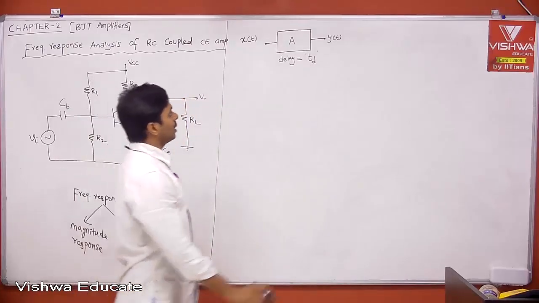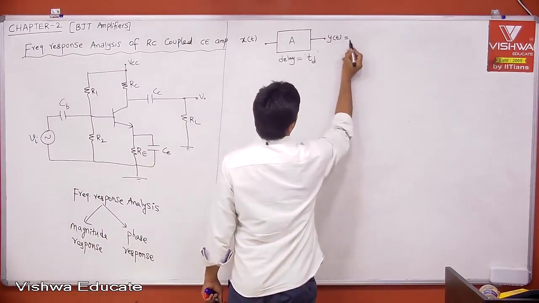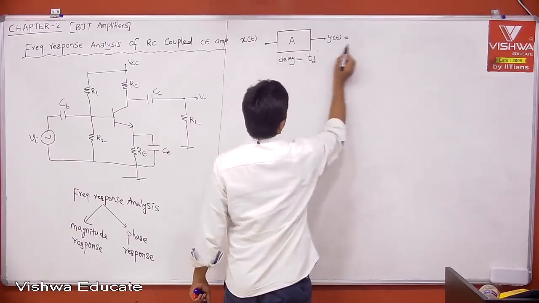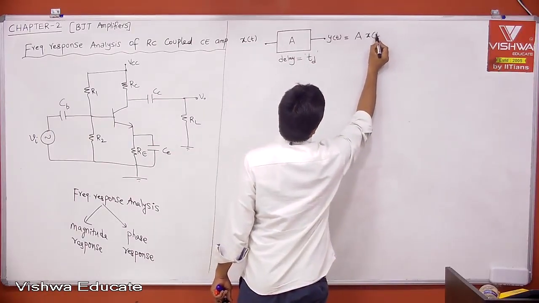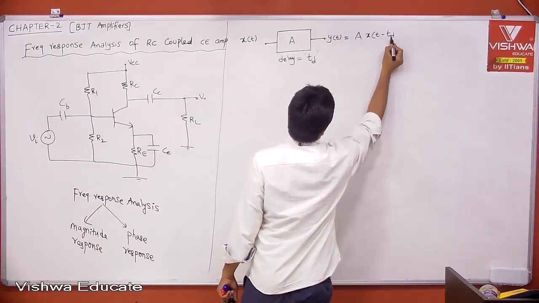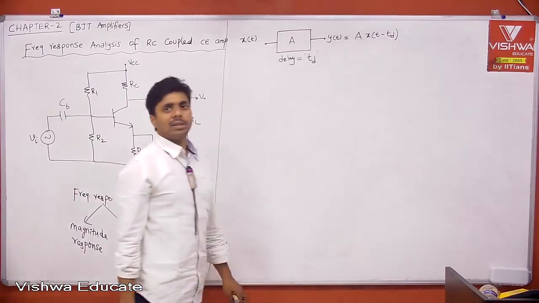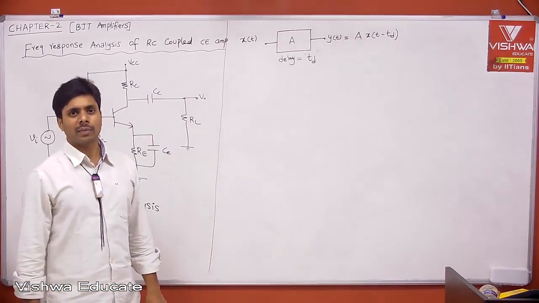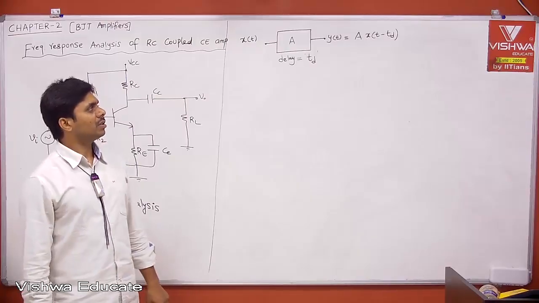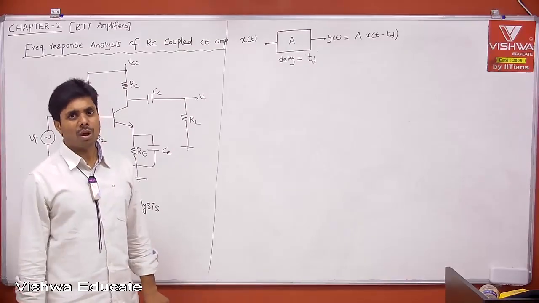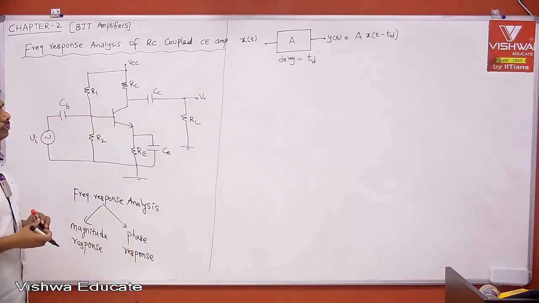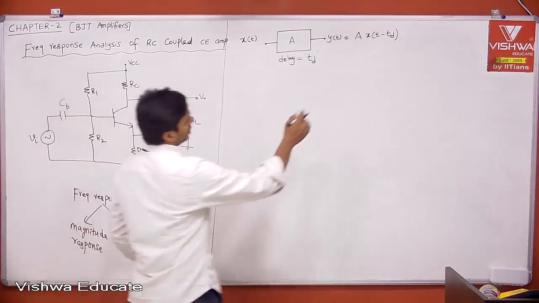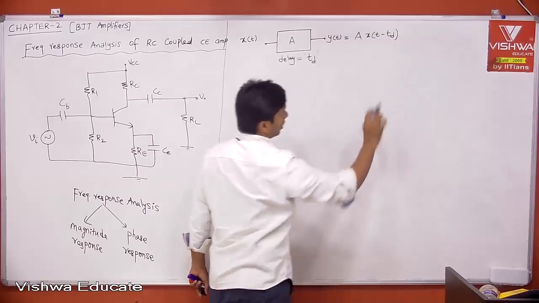Then what are we expecting? Y of t should be equal to, for any signal, the gain should be A, and the input signal can have some delay. Let us say t minus TD. Therefore, this is what we are expecting, and this is what represents the delay of the system, the time domain delay.